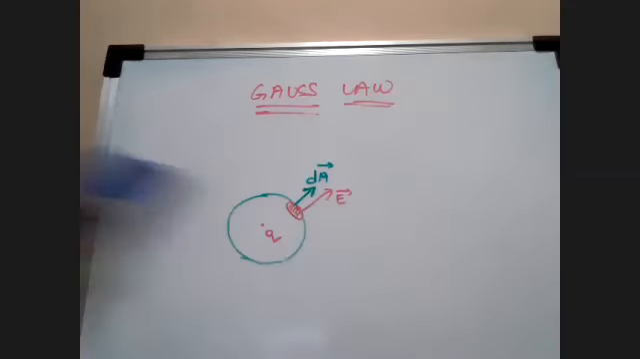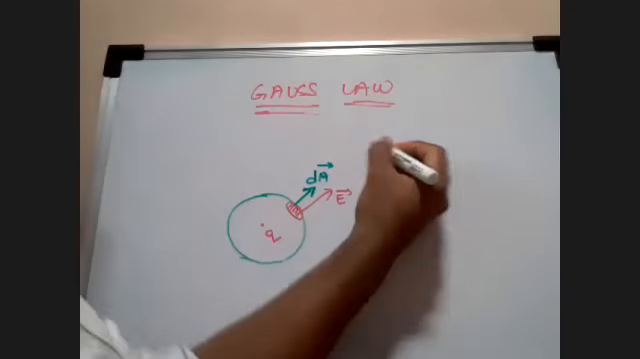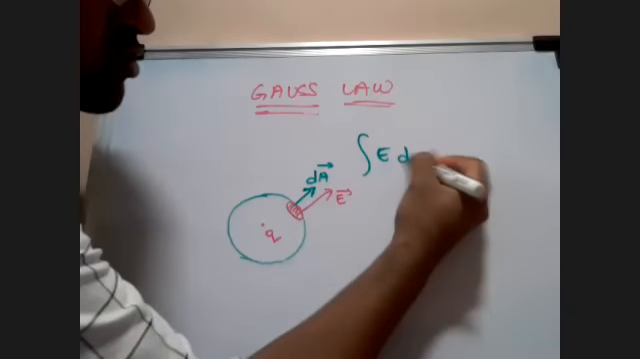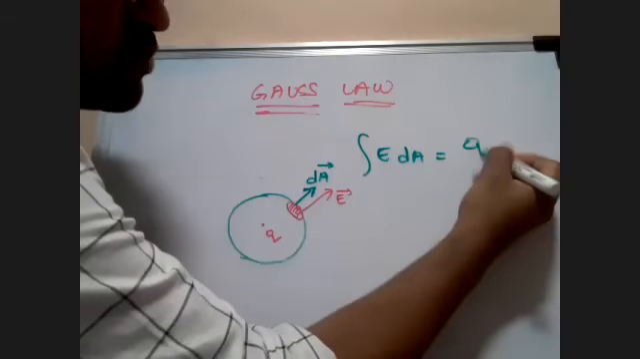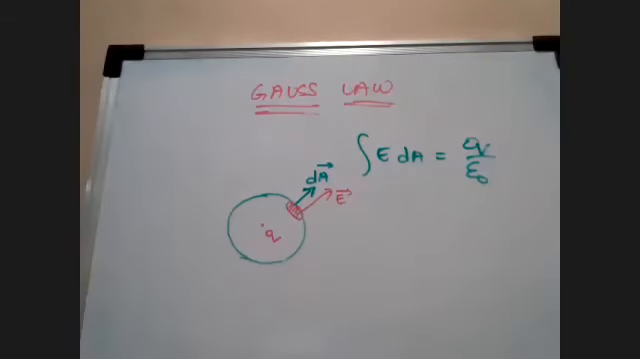So integration of EdA is going to be equal to Q upon epsilon naught.